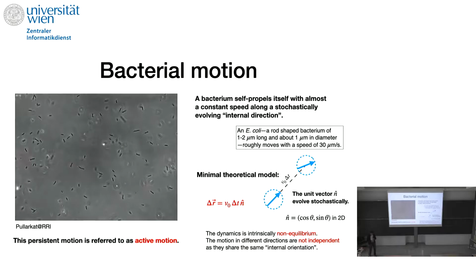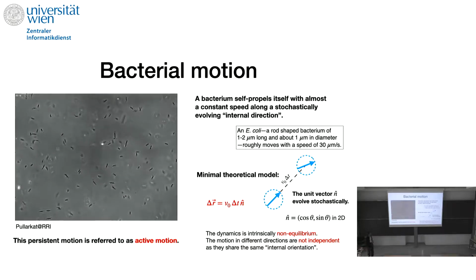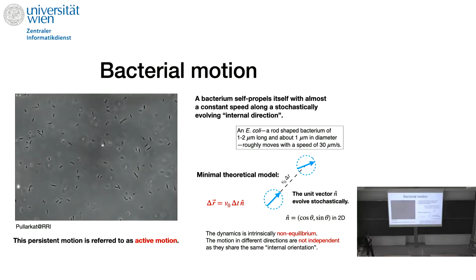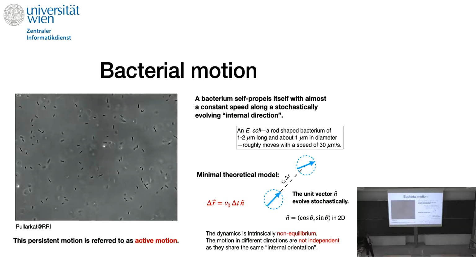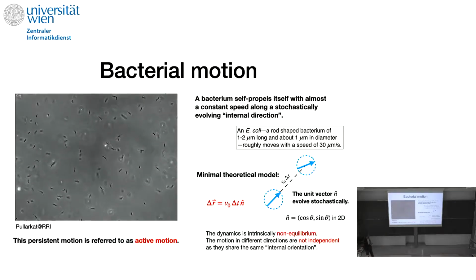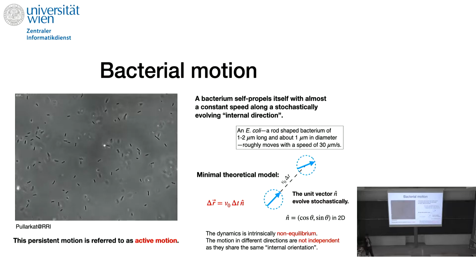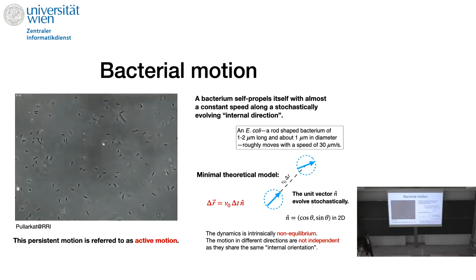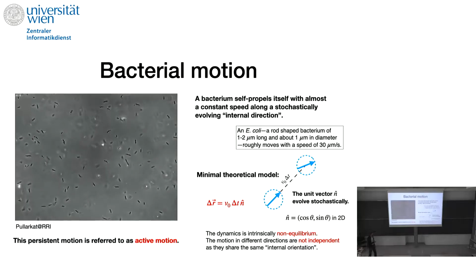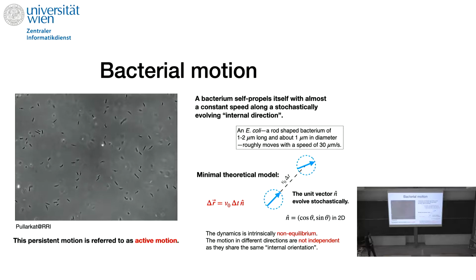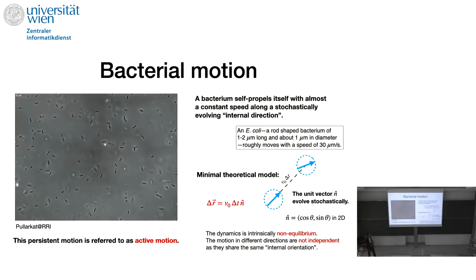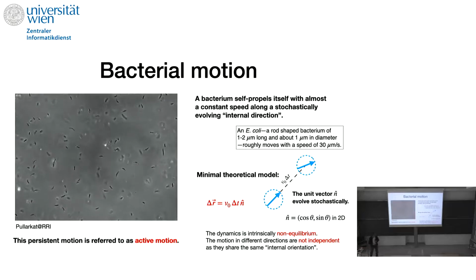They actually perform a strikingly different motion. In a small time delta t, they have an orientation along the body axis, and they move more or less in a straight line. This is a ballistic motion, so the displacement goes like the time, not the square root of time. And this orientation vector has a stochastic motion, which depends on the particular model you look at. This kind of persistent motion along a particular direction is called active motion. For example, a typical E. coli moves with a typical speed of, let's say, 30 microns per second.